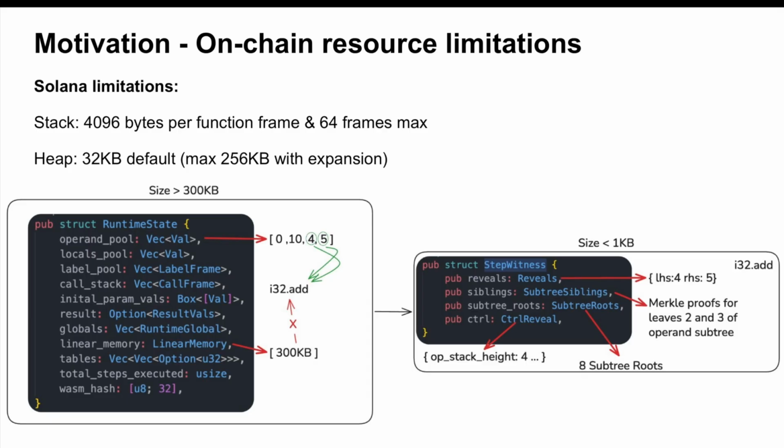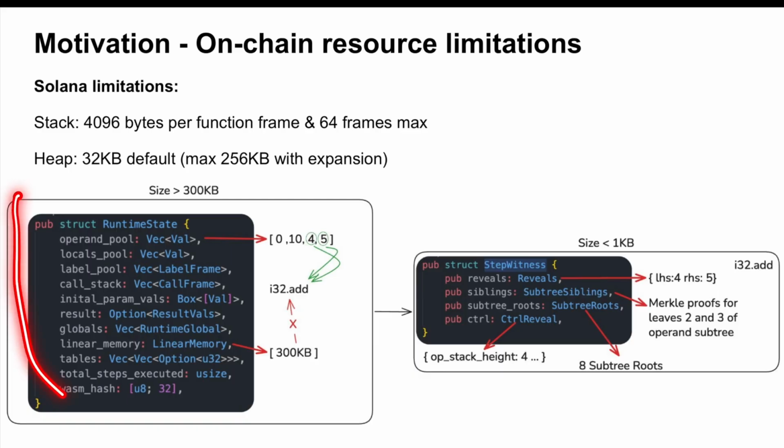So let's imagine a scenario where we have a virtual machine state with 300 kilobytes of memory, which is not out of this world. It's pretty common in any program. And let's say our next step, anchor instruction, is i32.add, which literally has nothing to do with the linear memory at all. It doesn't touch memory. It only reads from the top of the operand stack, and it writes to the top of the operand stack.